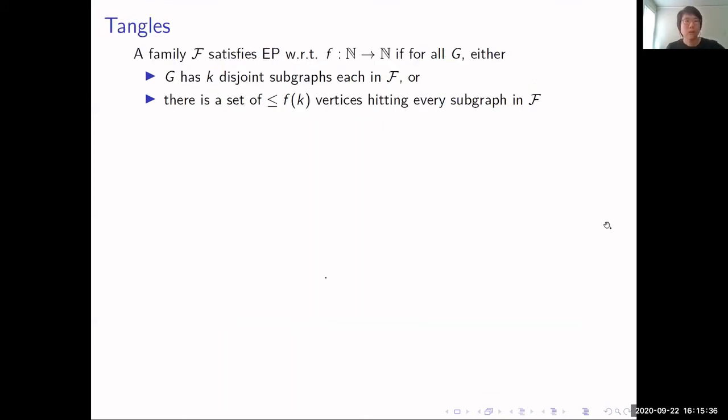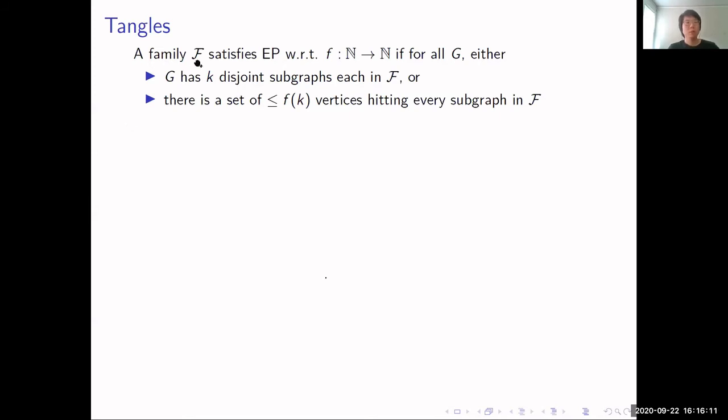Okay, so let's go back to the definition of an Erdős-Pósa property. So we said that a family F satisfies the Erdős-Pósa property with respect to some function f if, given any graph, either G has k disjoint subgraphs in F, or there is a small hitting set of size bounded by f of k. So this is a slight rephrasing of the statement that the minimum size of a hitting set is bounded by the maximum size of a packing. So this is just another way to define the Erdős-Pósa property.